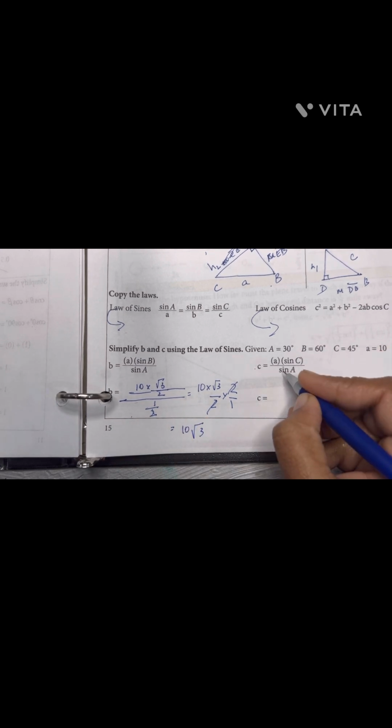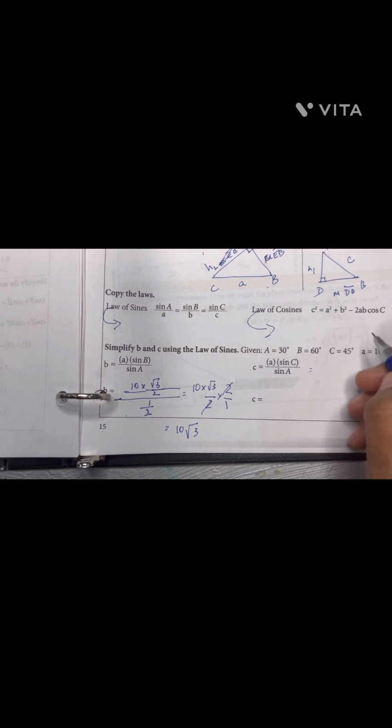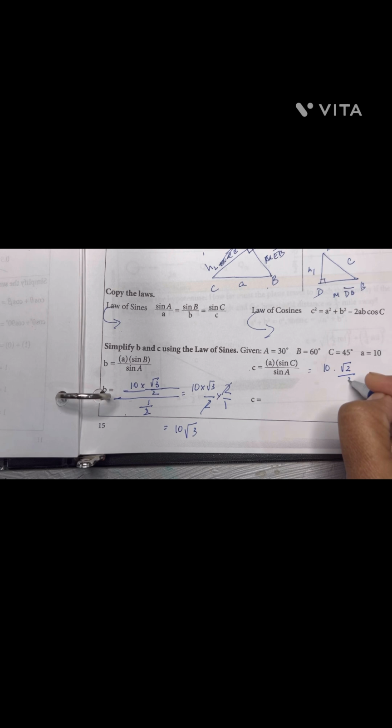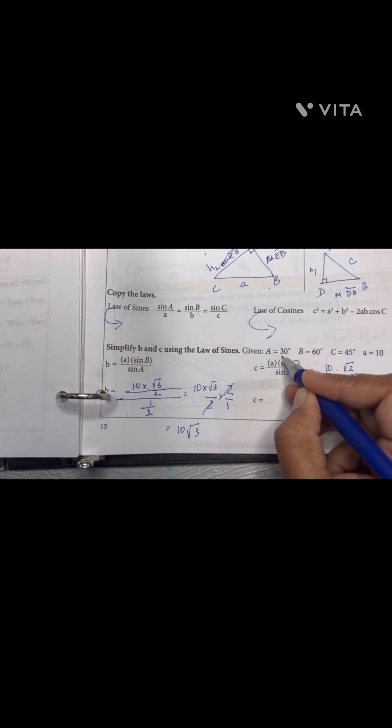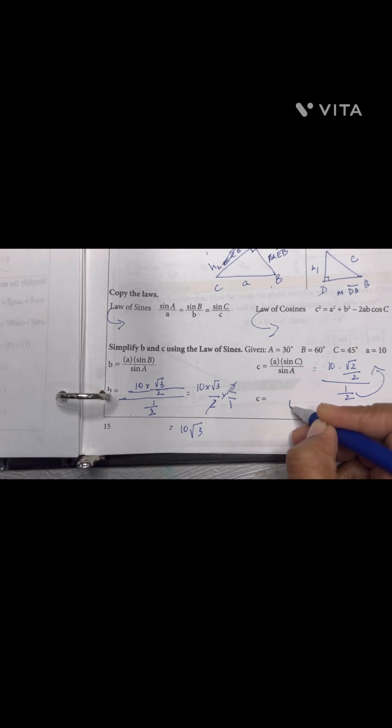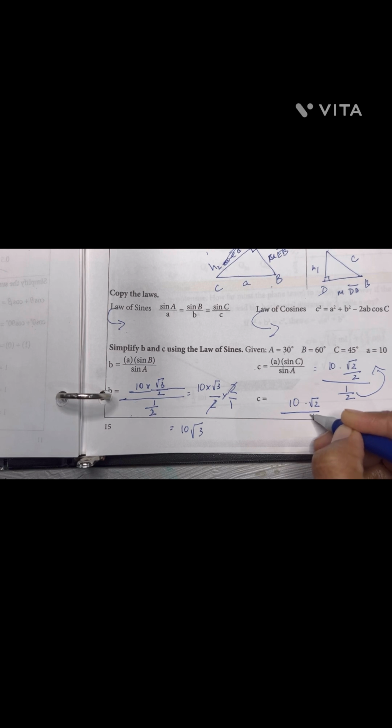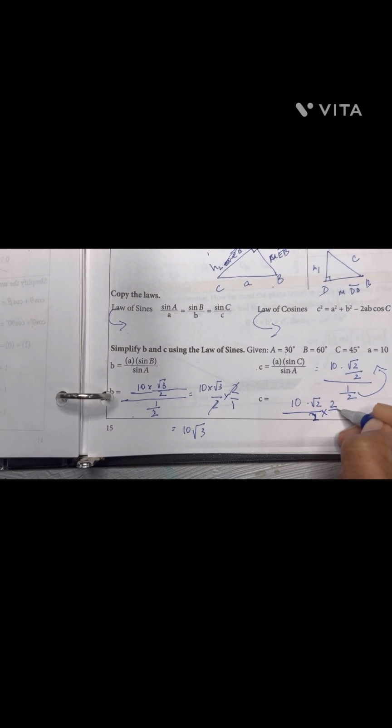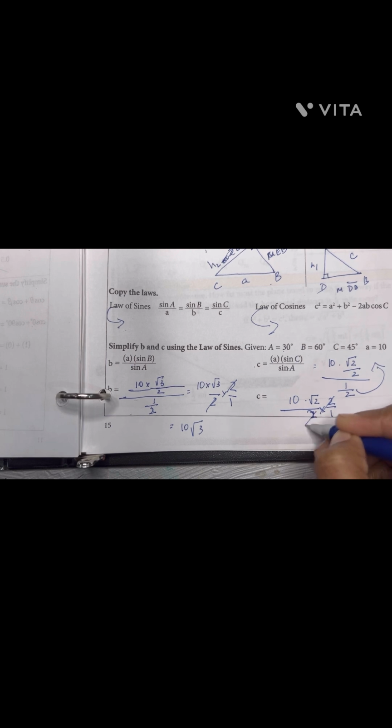Okay. All right. Here I have A is 10. My sine C is sine 45, which is square root of 2 over 2 divided by sine A. Sine A is 30. Sine 30 is 1 over 2 again. So this is going to flip over when you divide two fractions. 10 times square root of 2 over 2, and then 2 over 1, because this flips over. These two cancel, and I'm left with 10 square root of 2. Let me check the answers.